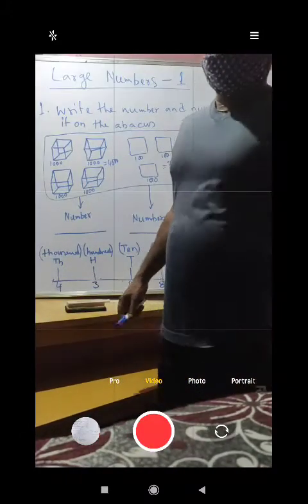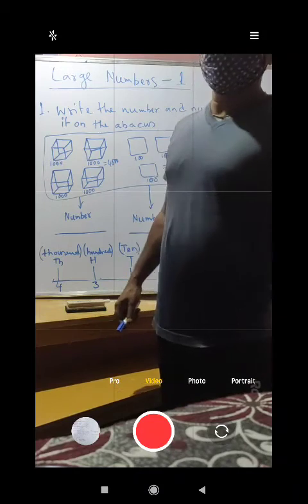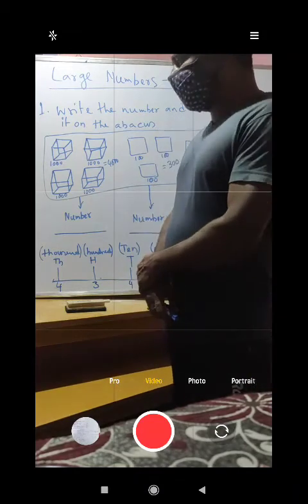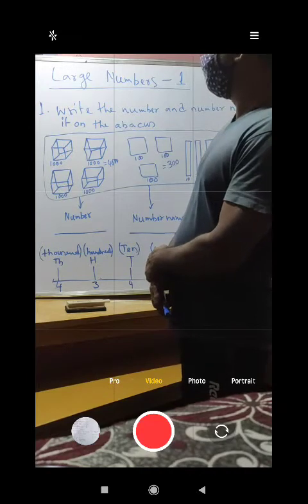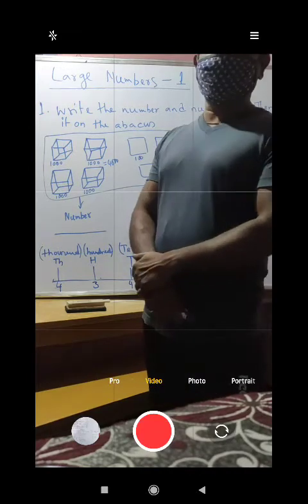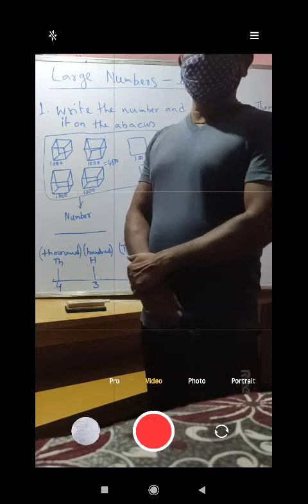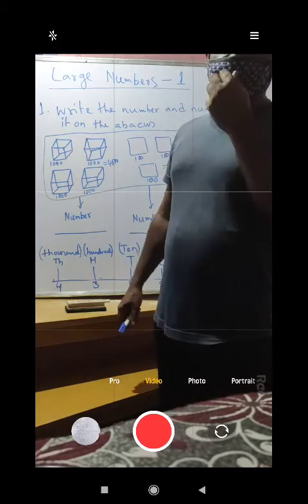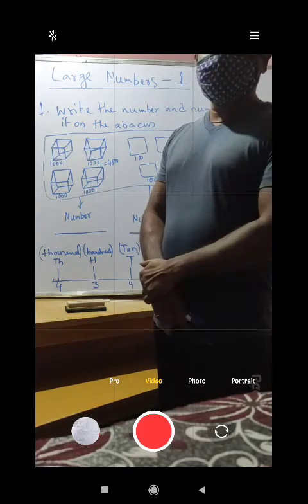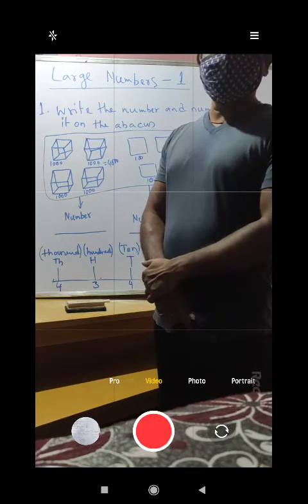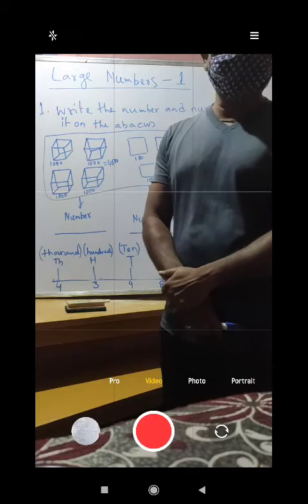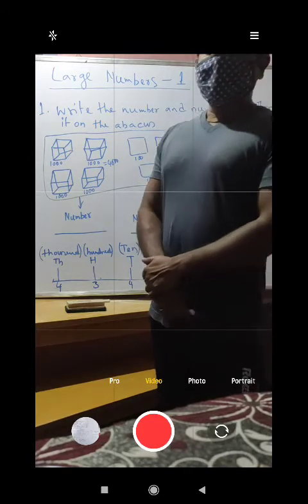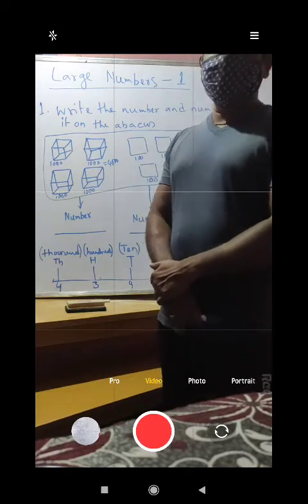Good morning, dear children. So today we are going to do our maths class, and the chapter number is one, and the name of the chapter is large numbers. Okay. Before I go into detail of the chapter, I must remind you that this is the coronavirus time, and it is the second wave of coronavirus, and it is more severe than the earlier one.